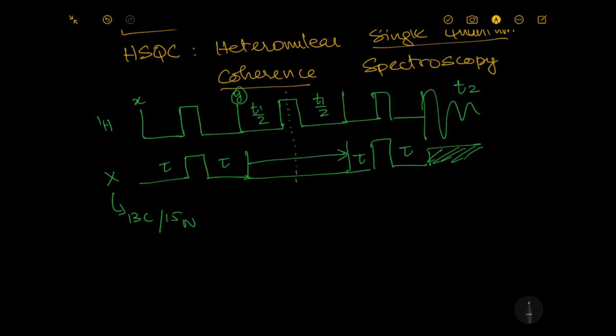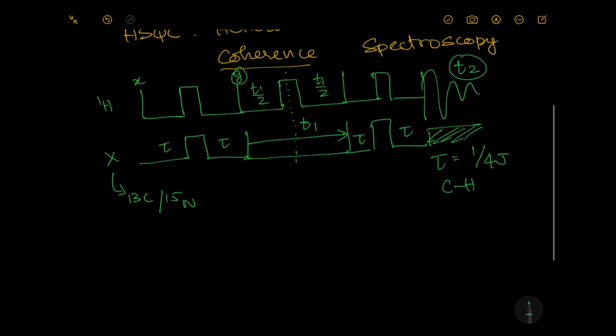Once again, this is a variable delay t1 and t2. t2 is direct dimension acquisition. Well, the tau delays, if you might remember, were set to 1 over 4J, where J is the J coupling between the CH spin system that you're trying to look at. CH or NH, remember this could be any of the correlated spectra that you're trying to achieve here.